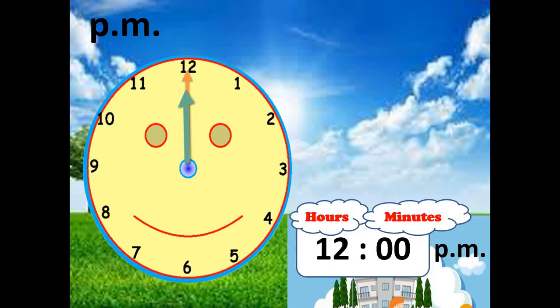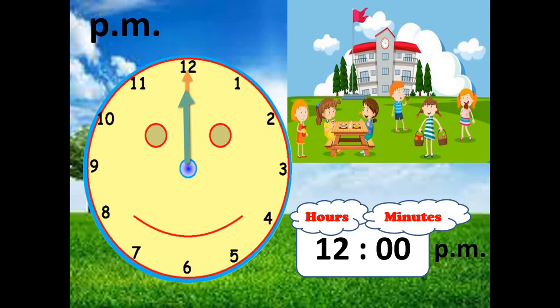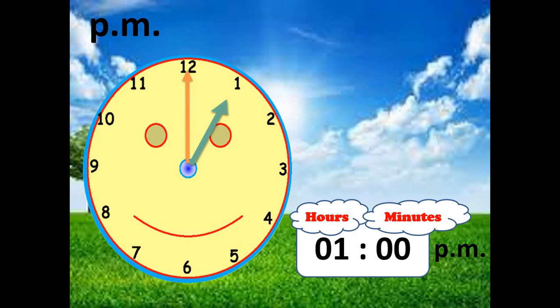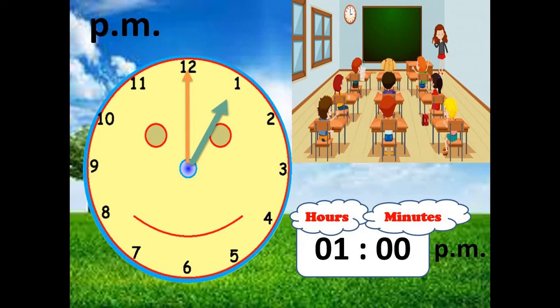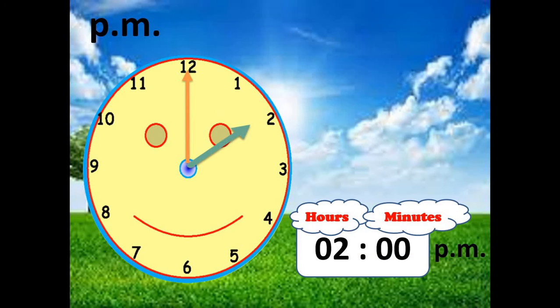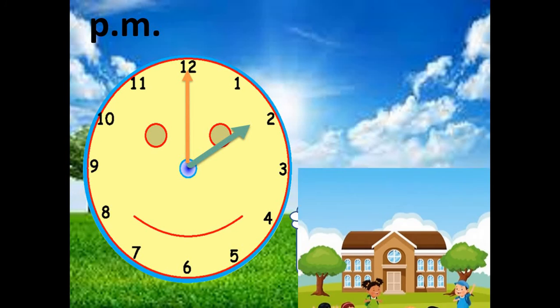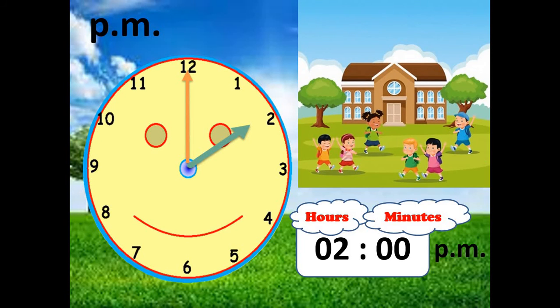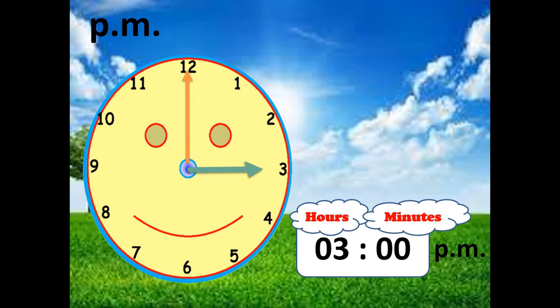At this time, it's your break at school. It's break time. And at 1 o'clock, we are now p.m. You are back to your class again. What about 2 o'clock p.m.? At this time, it's dismissal time. You are going home. What about 3 o'clock p.m.?